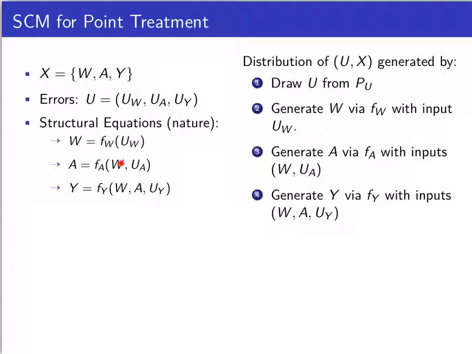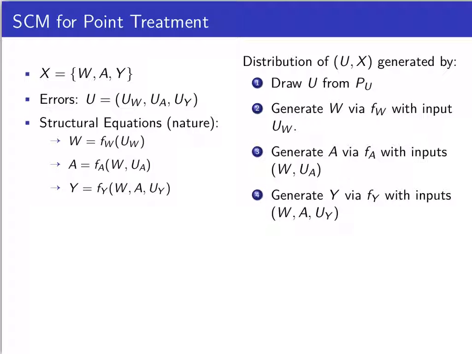A is going to be just a function of those W's plus some other error, right? So I have some function. If I knew W and UA, I would know what A is. For what I'm interested in, I may not need to know FA, but that's going to be the underlying causal model.